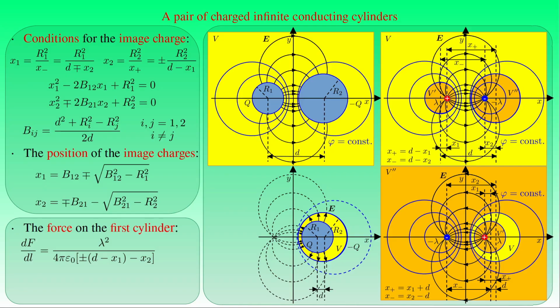If we insert the expressions obtained for the distances x sub 1 and x sub 2 into the right-hand side, the force per unit length can be written as the square of the linear charge density of the image charges over 2 pi the vacuum permittivity epsilon naught times the square root of the difference between b sub ij squared and r sub i squared, where the indices i and j are equal to 1 and 2 for the first case and 2 and 1 for the second one.